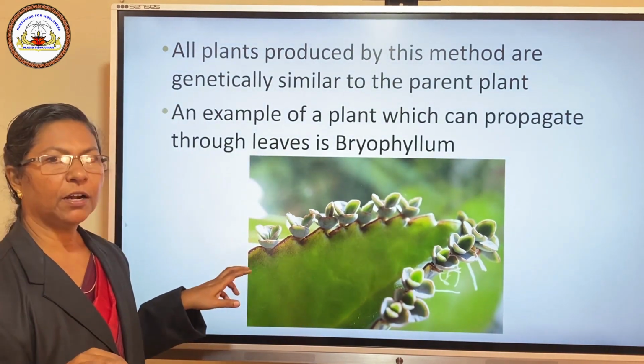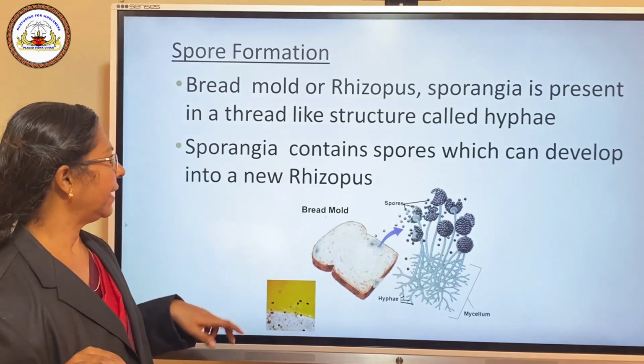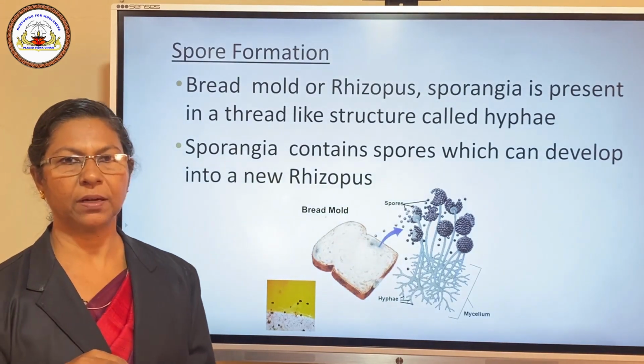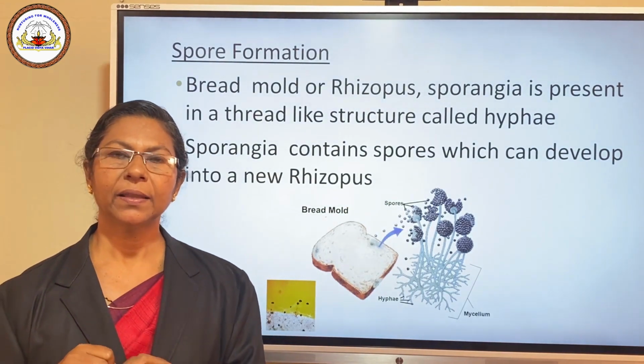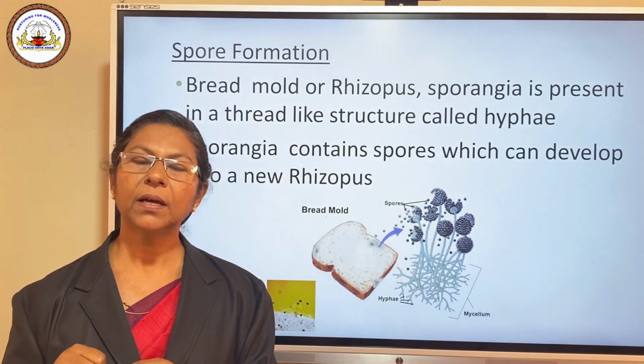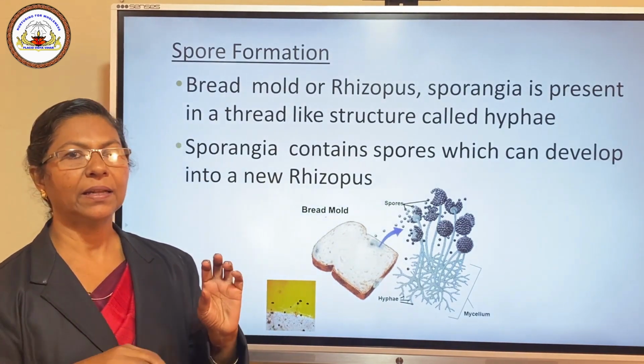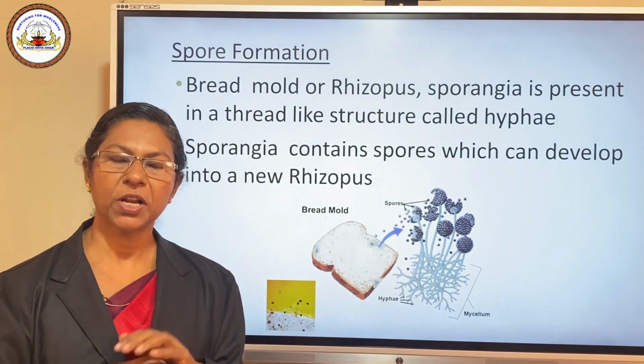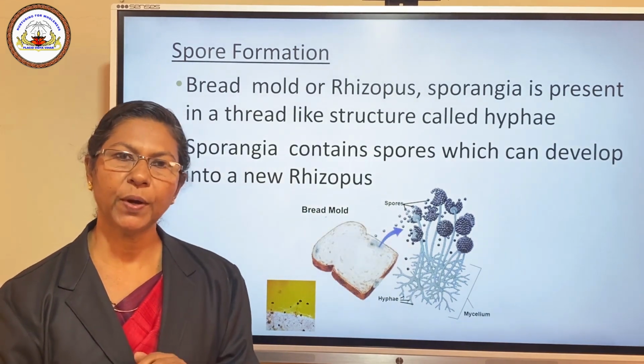Then the next method of asexual reproduction, which we already studied, is spore formation. We studied spore formation in bread mold or Rhizopus. Spores develop and fall on a suitable substratum, and it develops into a new mold.